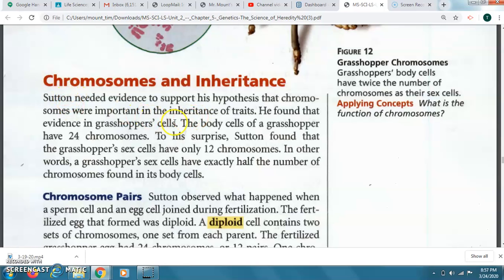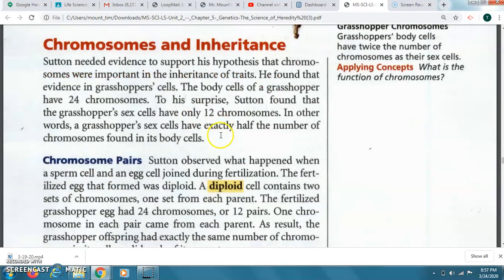So you'll see it here in this sentence. The body cells of a grasshopper have 24 chromosomes. We have 46. And to his surprise, Sutton found that the grasshopper's sex cells only have 12. We have 23. So it's always half. So 24 and 12 with grasshoppers, and then 46 and 23 with humans.